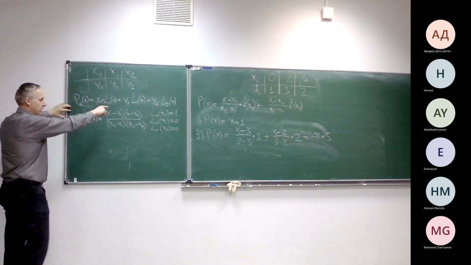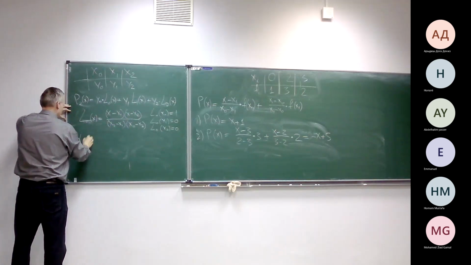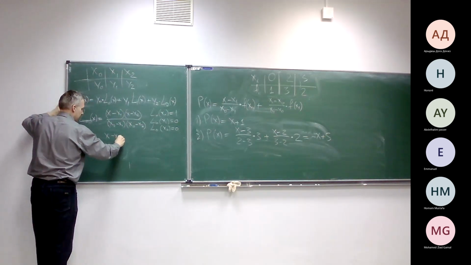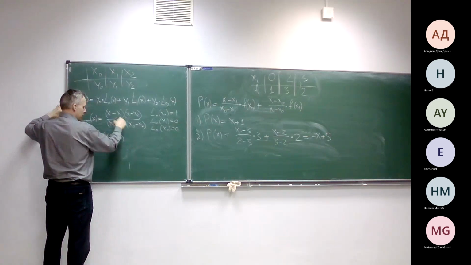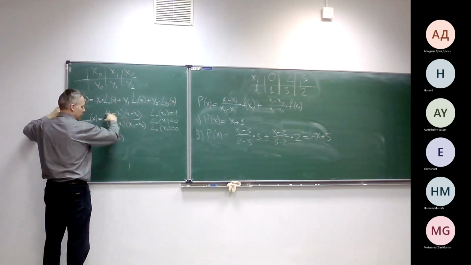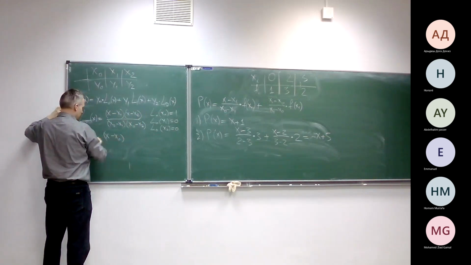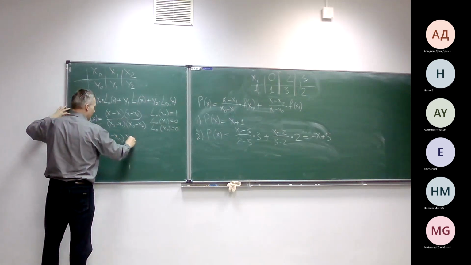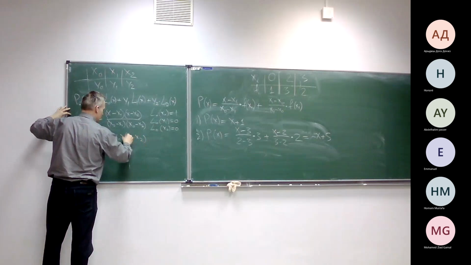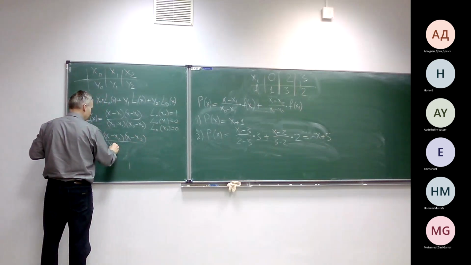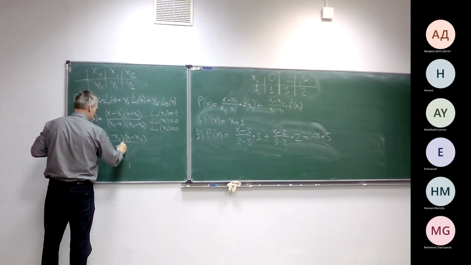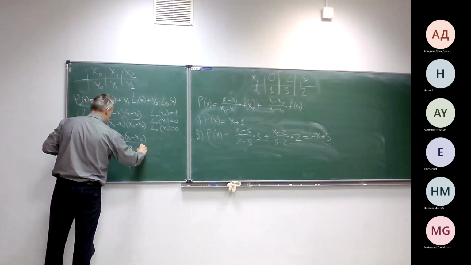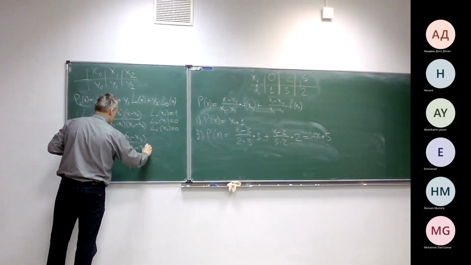How to write L1? L1 of x equals x minus x0. I should skip the point x1. Here I skipped the point x0 when I wrote L0. Now I skip the point x1: x minus x2, over x1 minus x0 times x1 minus x2.